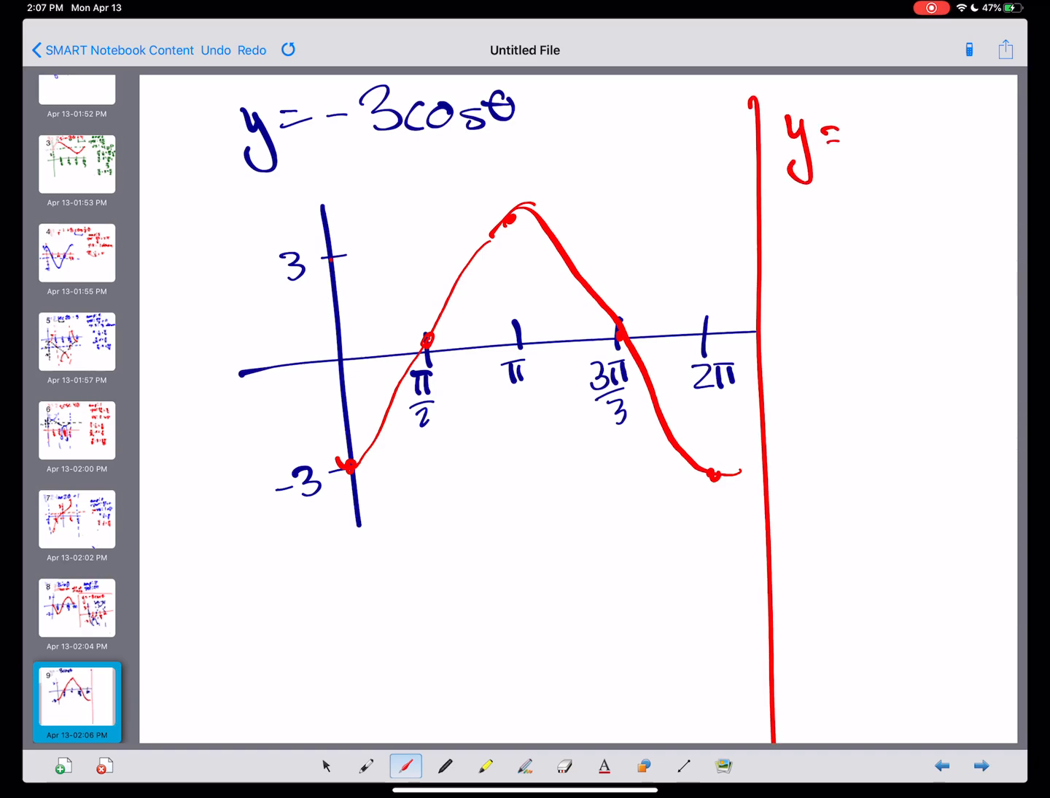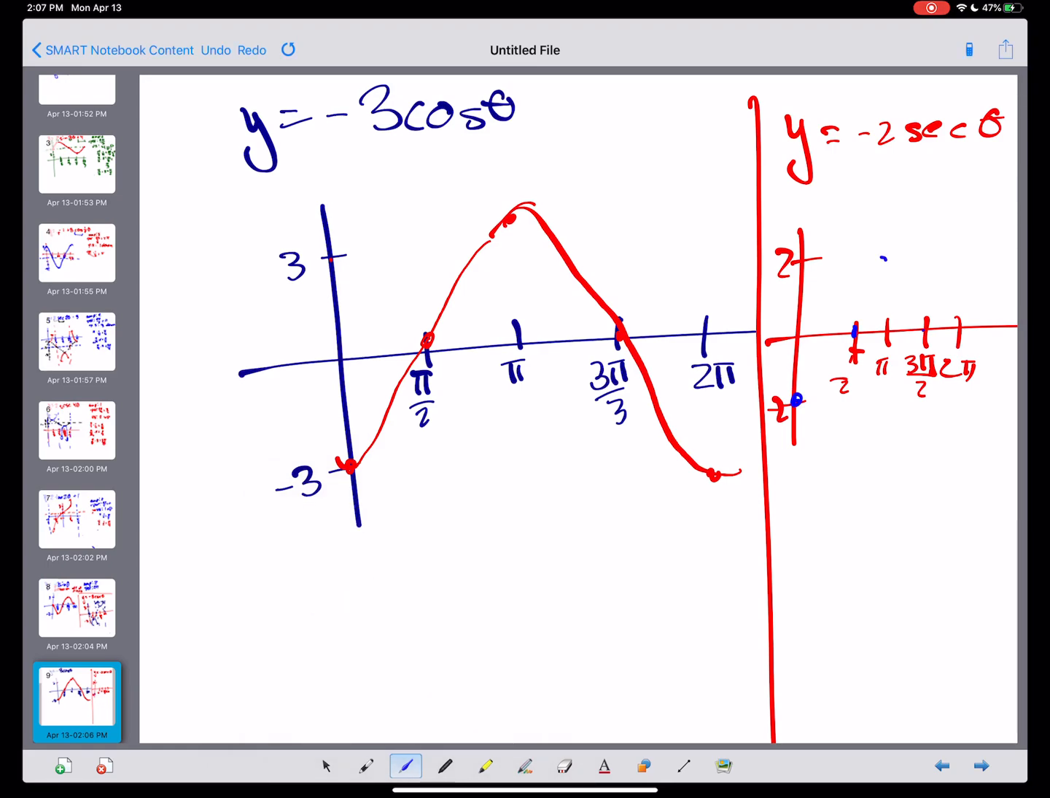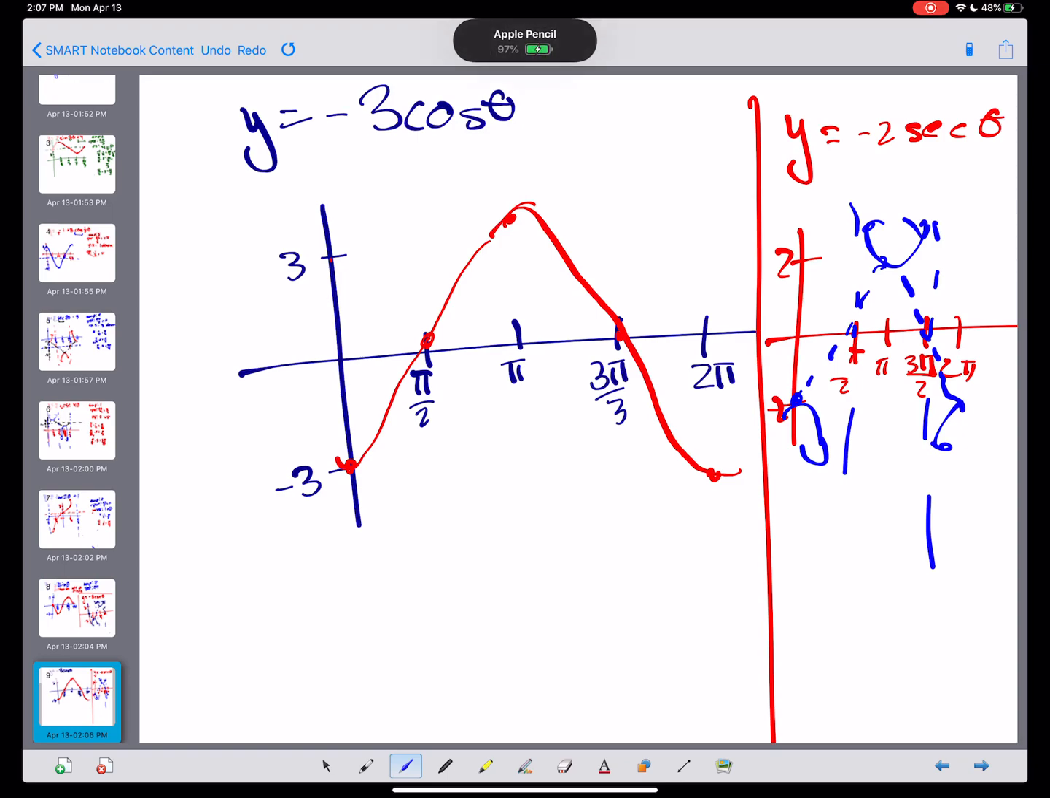Right? And then the same thing, I can do the same thing for 2 secant theta. It's the same thing. 1, 2, 3, 4. Right? It's the same thing. I'm going to start low because I'm technically graphing out cosine. So it's very similar. Okay, so yeah, nothing really confusing about that, if that makes sense.